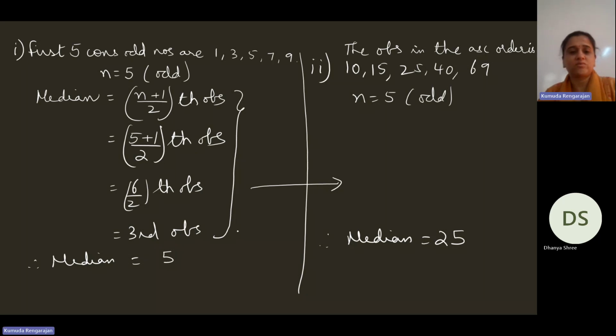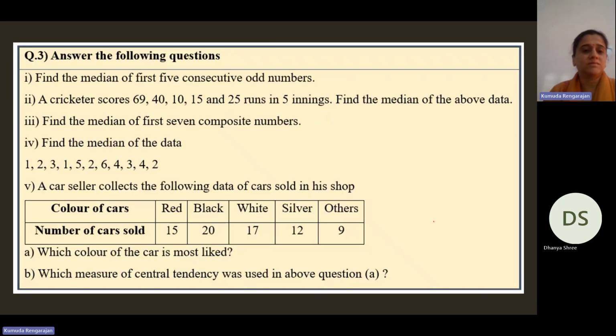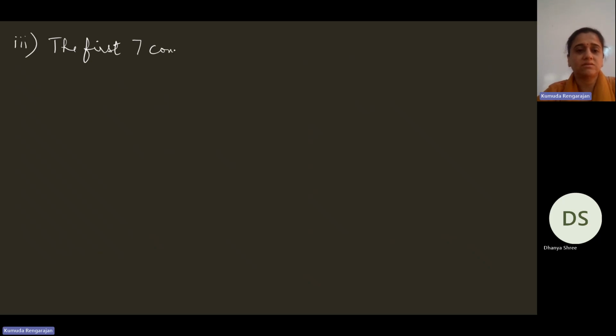Okay, next one. Find the median of the first 7 composite numbers. So the first 7 composite numbers are... Is 1 a composite number? No, 1 is neither prime nor composite.